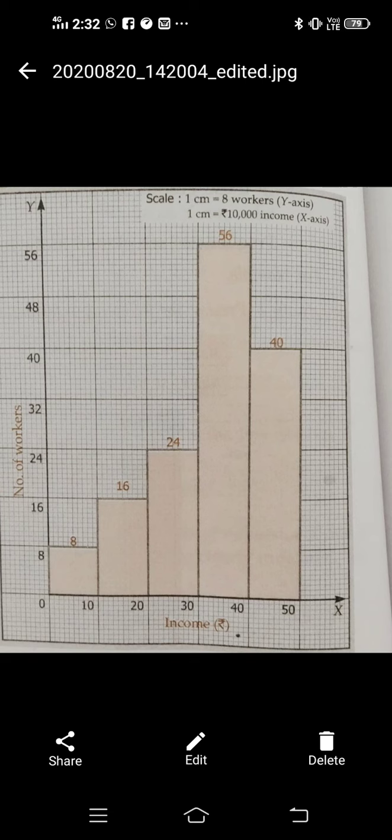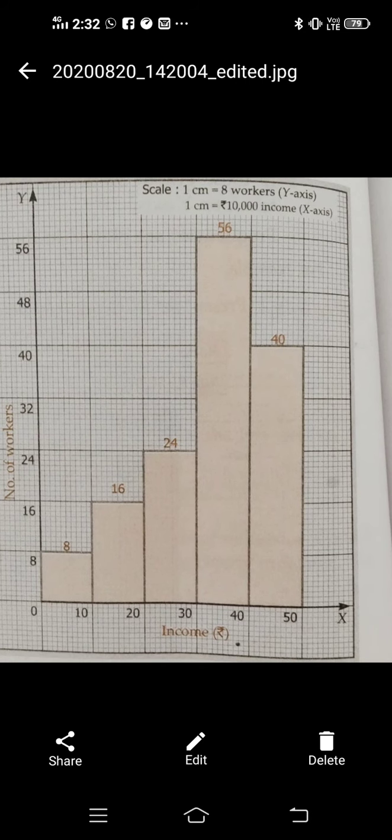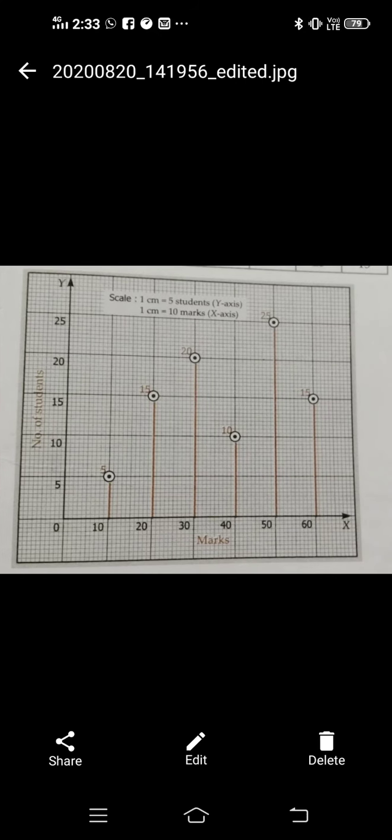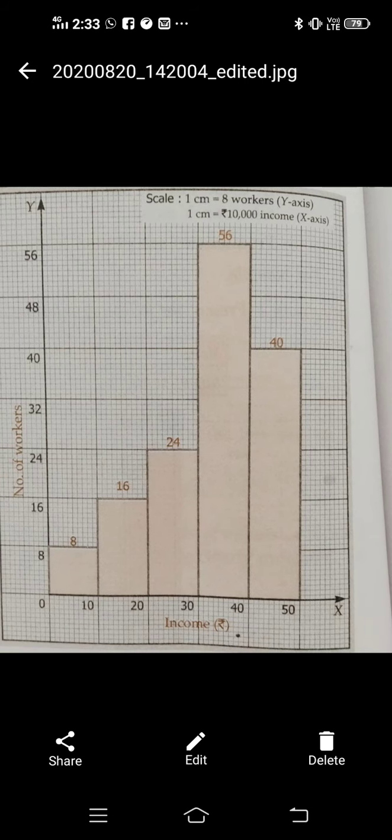Here also we are showing frequencies on the y-axis, and we take income on the x-axis. But on the x-axis we are taking class intervals. So it is a graphical presentation of frequency distribution of continuous series. Line frequency graph is a graphical presentation of discrete series, and histogram is a graphical presentation of continuous series.